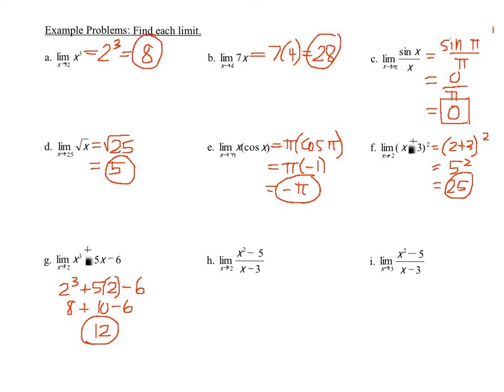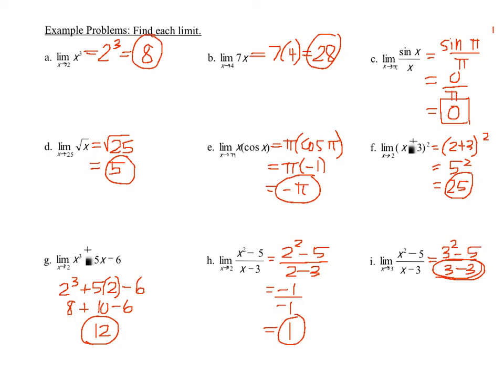All right, let's plug the next one in. I have 2 squared minus 5 over 2 minus 3. So 4 minus 5 is -1, and 2 minus 3 is -1. So -1 divided by -1 is just 1. And last but not least, let's take a look at this. If I plug in a 3, 3 squared minus 5 over 3 minus 3, we should see an issue.